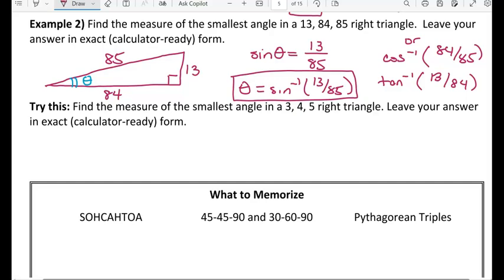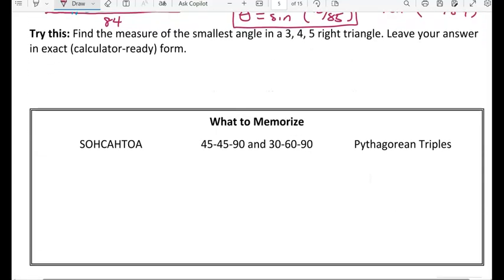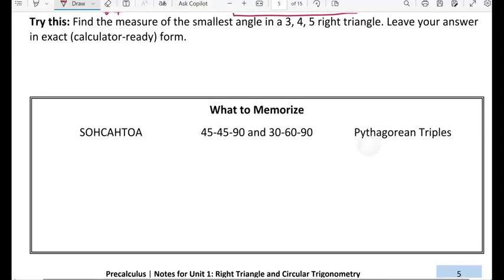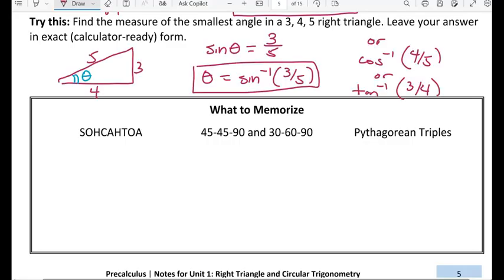All right, why don't we try the one below on your own? Smallest angle in a 3, 4, 5 right triangle, and leave that answer in exact or calculator ready form. All right, hopefully you got one of these three answers: sine inverse of 3/5, or cosine inverse of 4/5, or tangent inverse of 3/4. Now you may be asking, this seems like a lot.